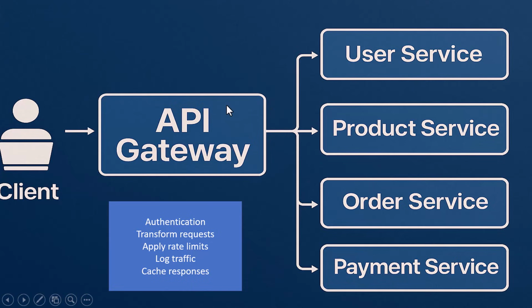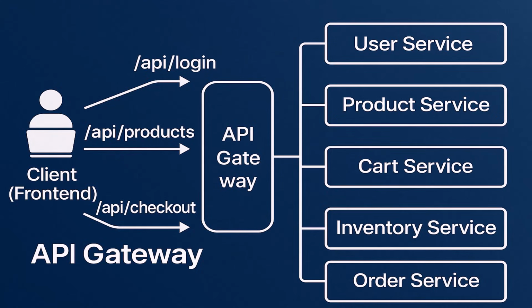Let's go back to that e-commerce example to see how this works in action. Say a customer opens your app, they browse the catalog, log in, add items to their cart, and check out. Here's what's really happening under the hood. When you have an API gateway in place, first the front end sends a login request to the gateway. The gateway forwards it to the user service, which checks credentials and returns a token.